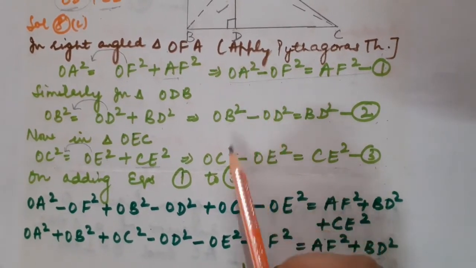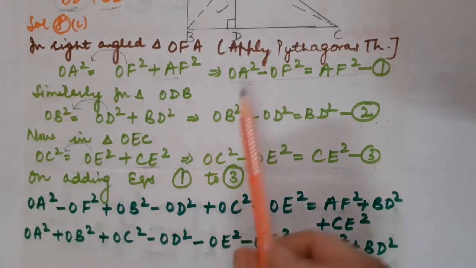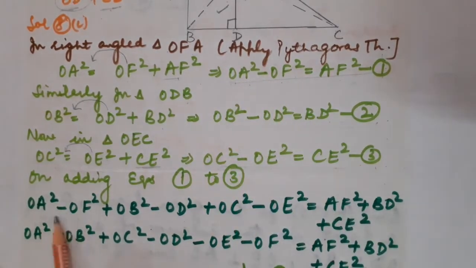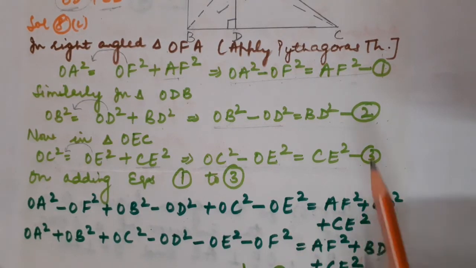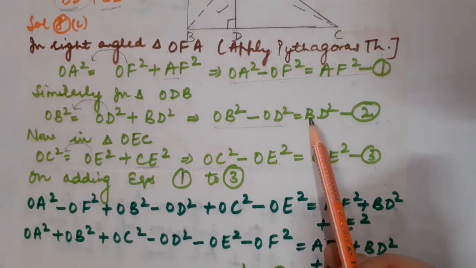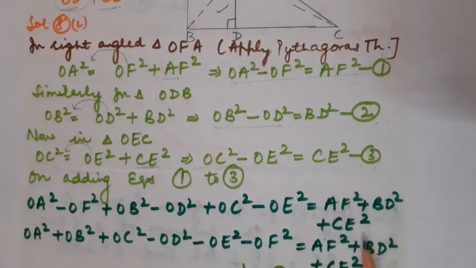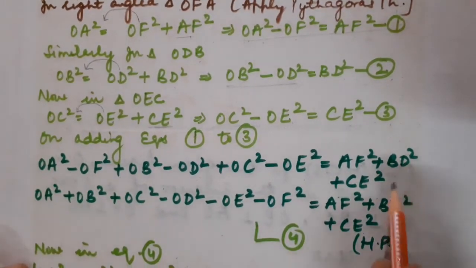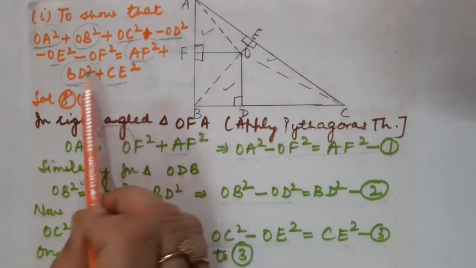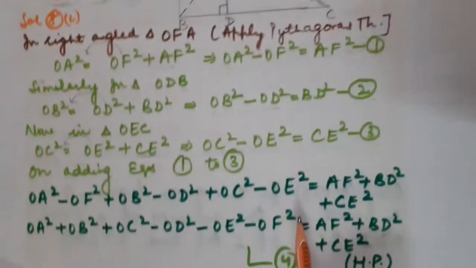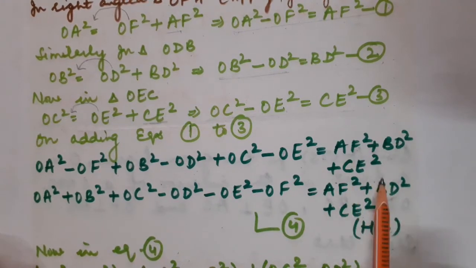So left hand side will be added in left hand side only. It would become OA square minus OF square plus OB square minus OD square plus OC square minus OE square is equal to AF square plus BD square plus CE square. Understood? Okay. Now children, right hand side I have got whatever was demanded, that is AF square plus BD square plus CE square. The same was demanded. Fine.